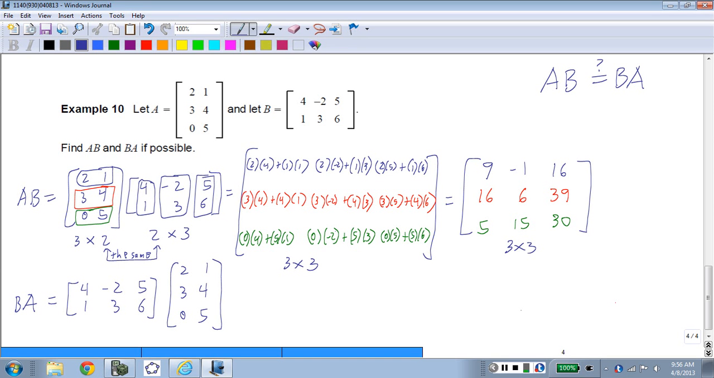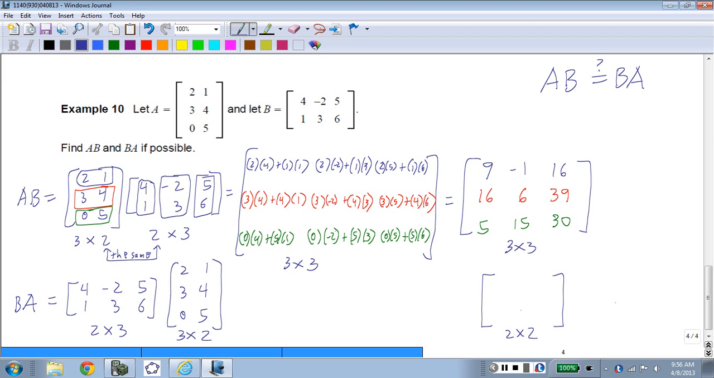We can here because it's a 2 by 3 multiplied by 3 by 2. So we can do this because the 3's match up. But what is the order of the product matrix? Not a 3 by 3. It's a 2 by 2.